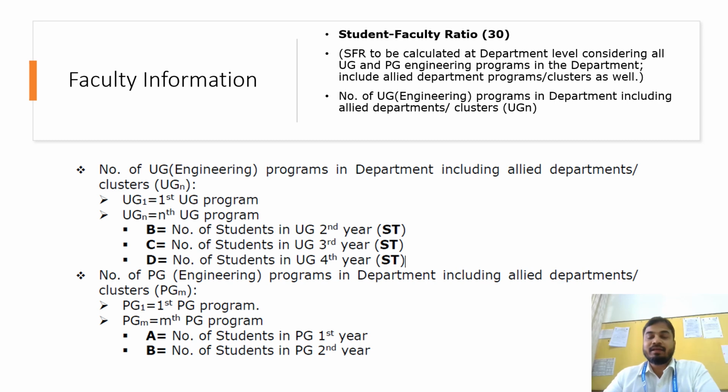Here I'll take the example of mechanical engineering and show a simple calculation of how to do it. The number of departments with allied or cluster are given as UG1 to UGN. So if you have only two departments which are allied or cluster, then you will take only UG1 and UG2 if there are no PG. If PG is there, the PG calculation also has to be taken into consideration. Here B stands for the number of students in second year, C stands for the number of students in third year, and D stands for the number of students in fourth year.